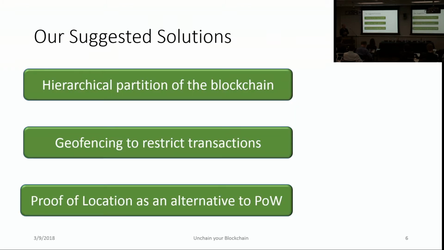Our suggested solution comprises three parts. One is a hierarchical partitioning of the blockchain. We suggest geofencing to restrict transactions and add security, and proof of location as an alternative to proof of work in order to save energy.